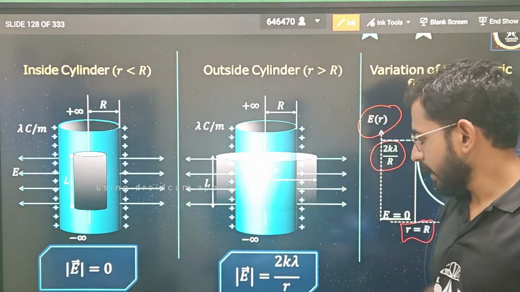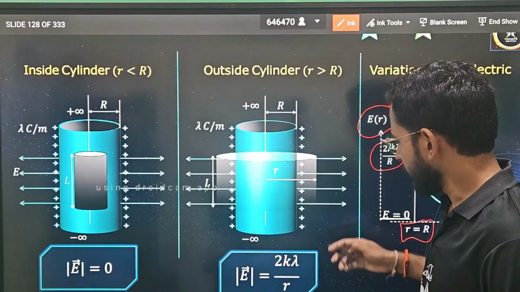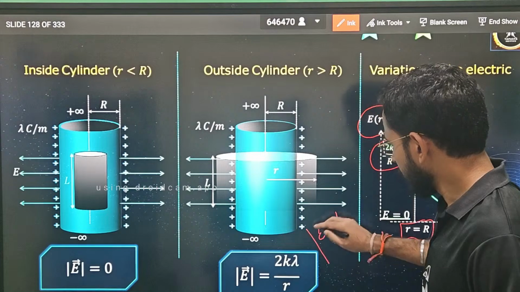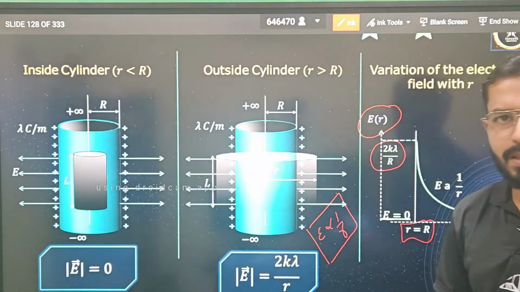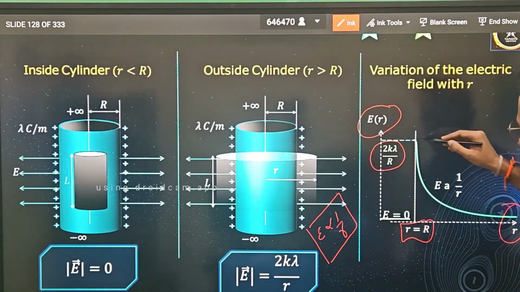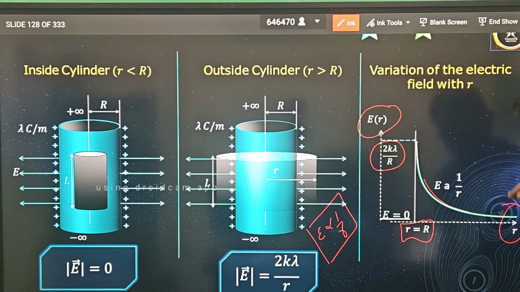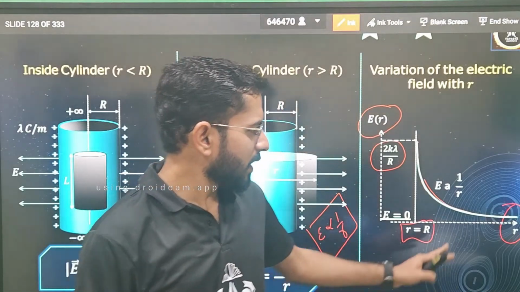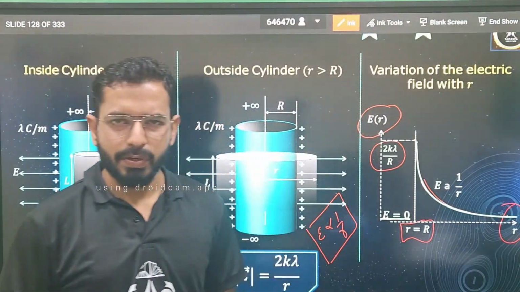And then how is it varying? The electric field is inversely proportional to r. That means it is a kind of rectangular hyperbola, so it will go and bend like this. It will follow a rectangular hyperbola. This will be the graph. I hope it is now much easier to understand this curve.